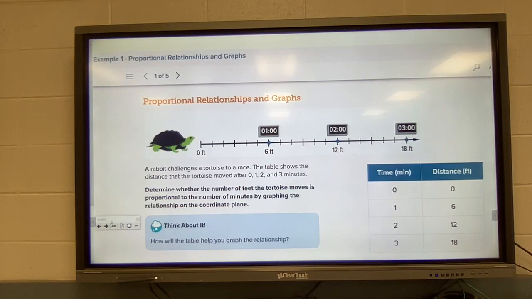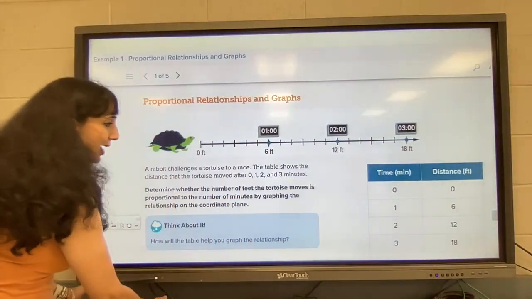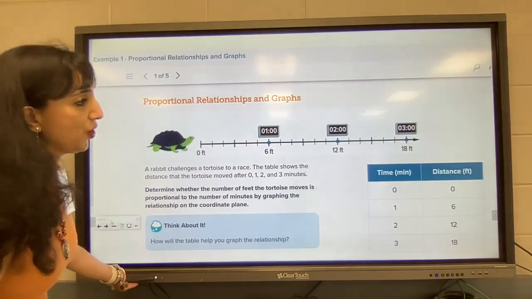Okay, so here's an example. A rabbit challenges a tortoise to a race. The table shows the distance that the tortoise moved after 0, 1, 2, and 3 minutes. Determine whether the number of feet the tortoise moves is proportional to the number of minutes by graphing the relationship on the coordinate plane. But even before I graph it, okay, let's look at these ratios.